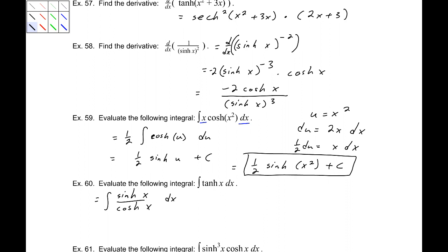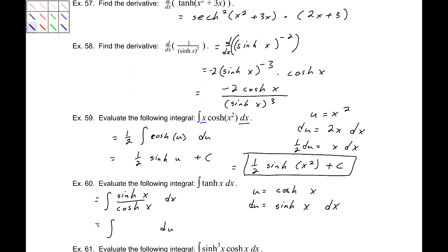Okay. And while we could try doing u substitution of sine, because the derivative of sine is cosine, we then have our du in the denominator, and that wouldn't work too well. So I'm going to go with cosine of x. So du is sinh of x dx.